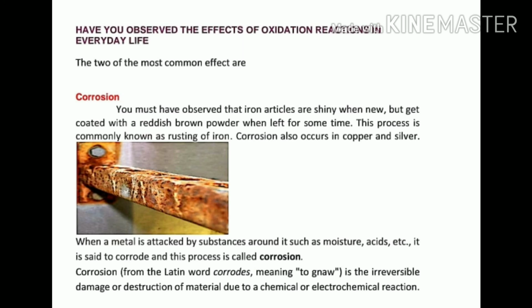Corrosion can also occur in copper and silver. When a metal is attacked by substances around it, such as moisture and acids, it is said to be corroded, and this process is known as corrosion. Corrosion is an irreversible process. It is damage or destruction of material due to a chemical or electrochemical reaction, and it is irreversible damage which cannot be reversed.